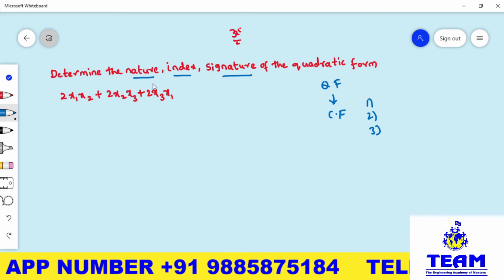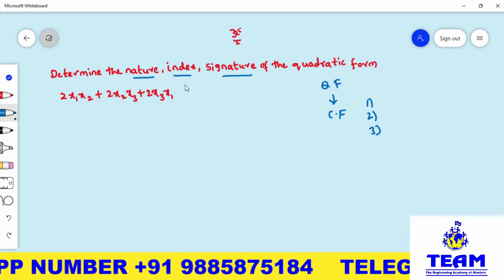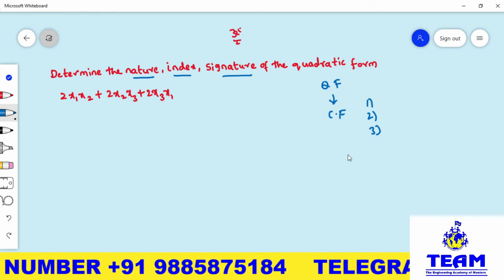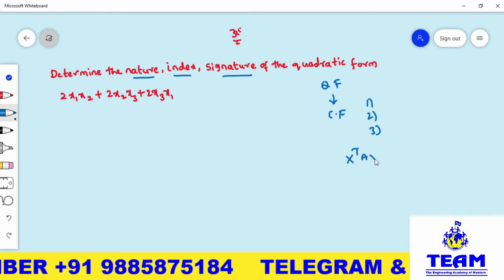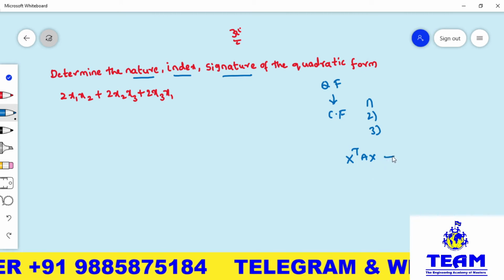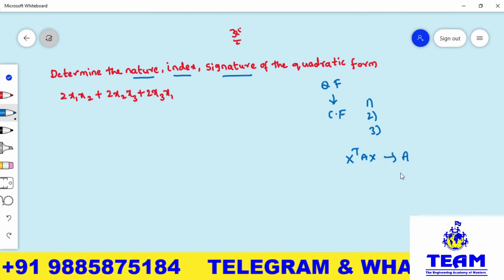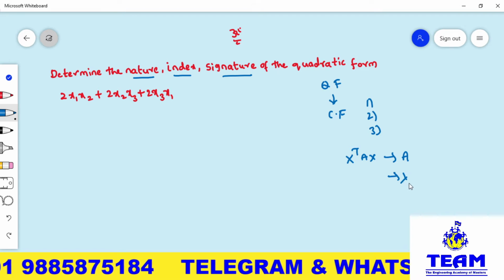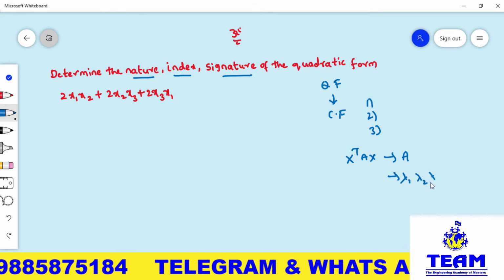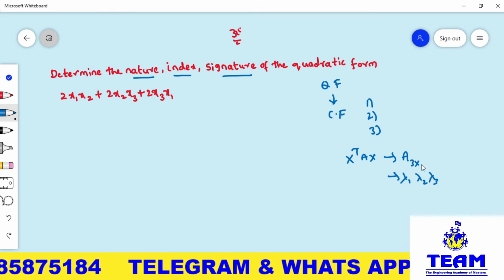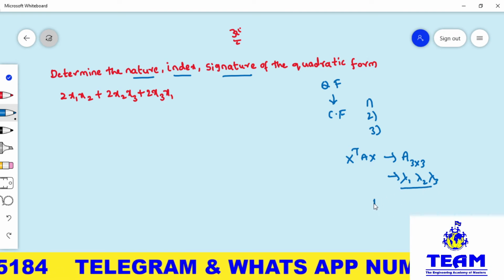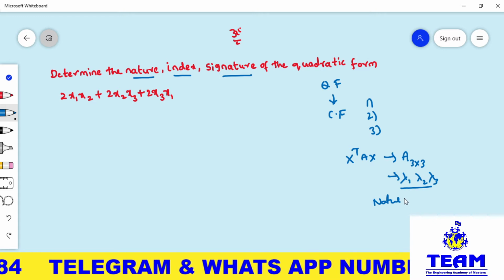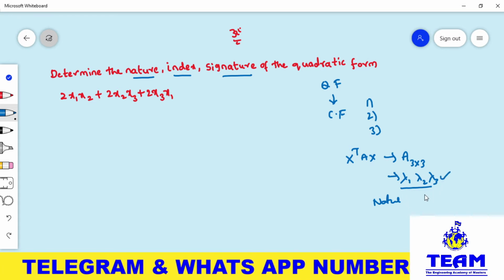How can you find out the nature of the quadratic form? First we have to convert the given quadratic form, which is in the form of x transpose A x, into matrix form. After that we have to find the eigenvalues lambda 1, lambda 2, lambda 3 if A is a 3 by 3 matrix. If all the eigenvalues are positive, then we can say the nature. How can you say the nature here? Based on the sign of the eigenvalues.